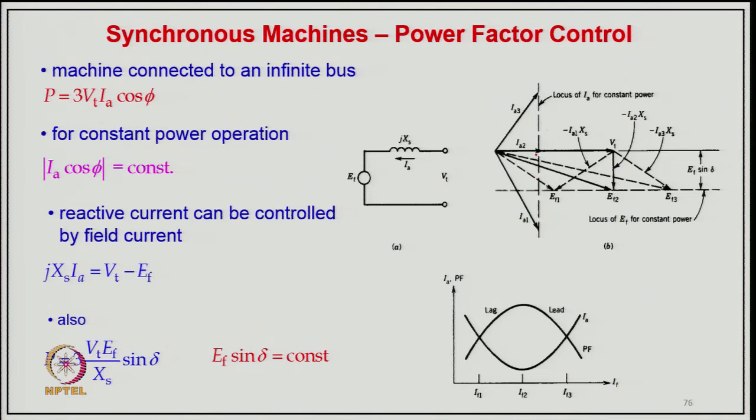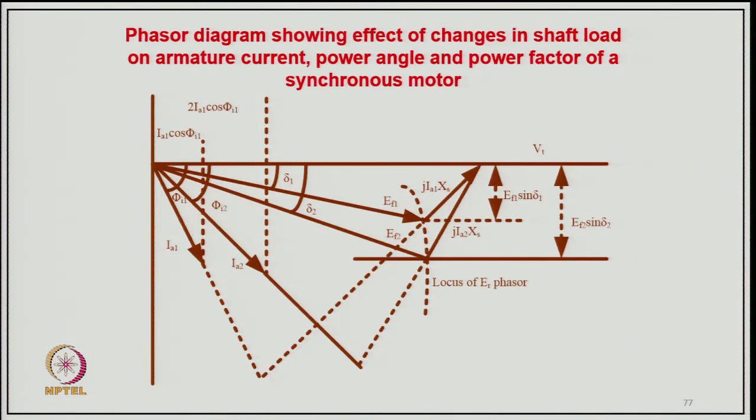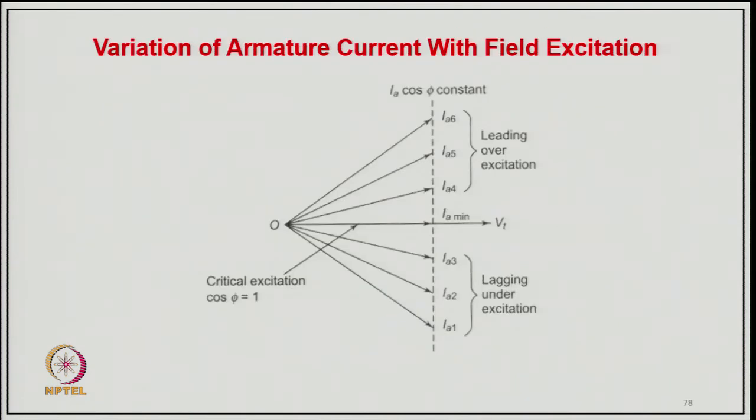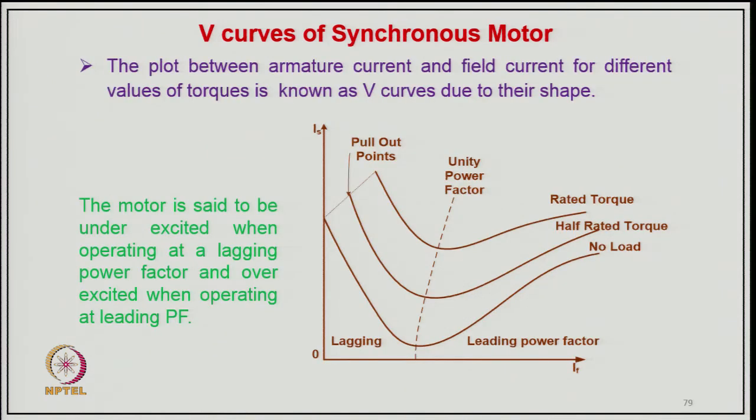The armature current is minimum at the point corresponding to unity power factor, and this is the case for different phasor diagrams which explain the V curve operation. Here you have a different armature current for leading and lagging, over-excitation and under-excitation of the field. These are the V curves, which present four different loads: no load, light load, half load, and full or rated load. This is on leading power factor and lagging power factor; we call these the V curve.